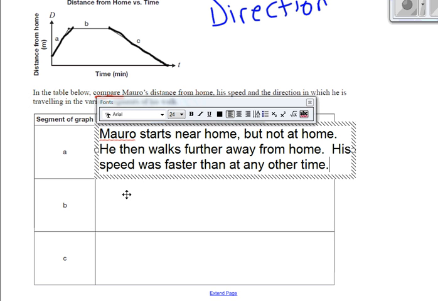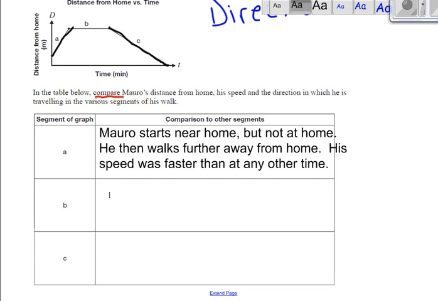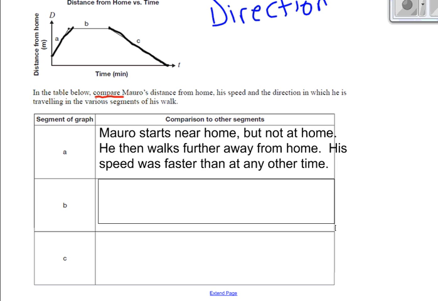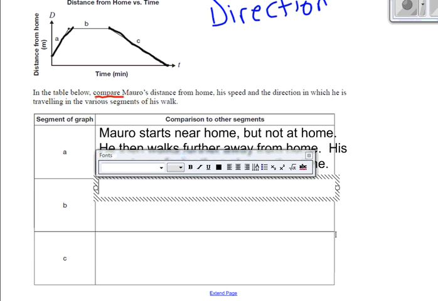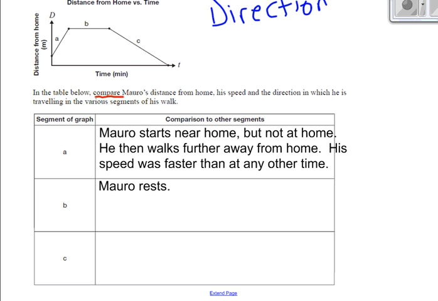Now, let's talk about part B. So again, I'm going to type because that way it'll be neat. Let's talk about part B. Now, does he have any speed? Well, no, it's not at all a tilted line. It's a flat line, and that means that someone stays still, and the easiest thing to say is that they rest. So they're not going in any direction. But this is a comparison question. Can I compare anything? Well, I can compare somewhat the amount of time.